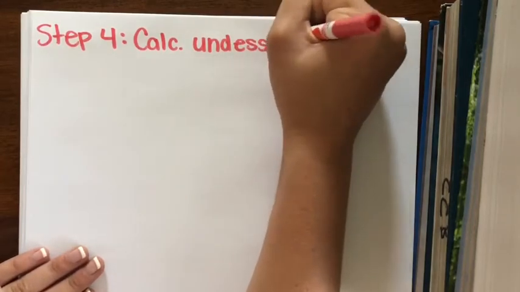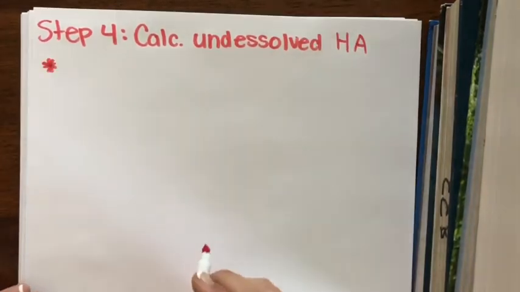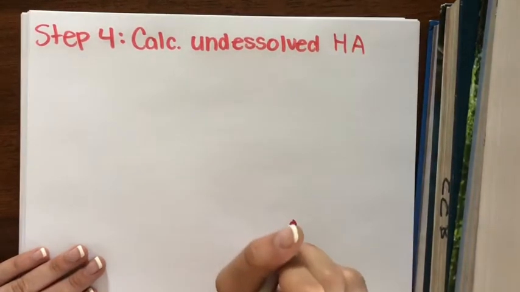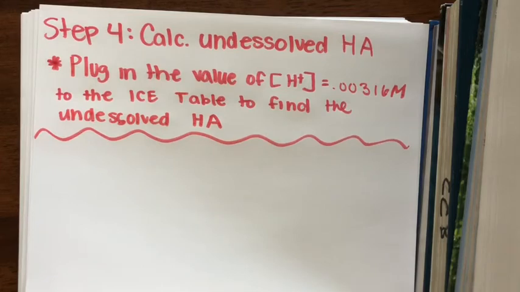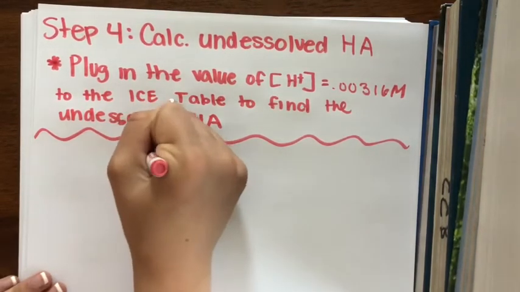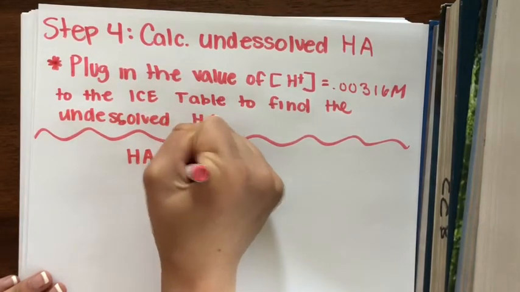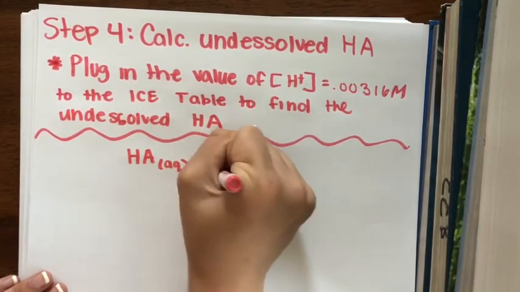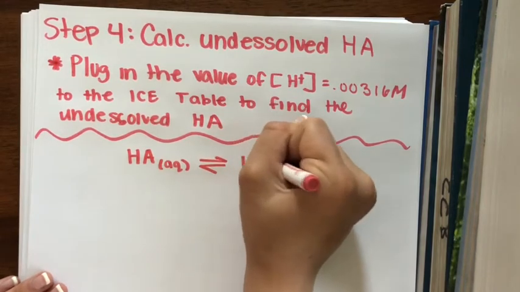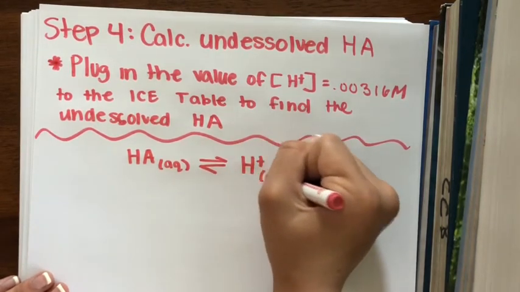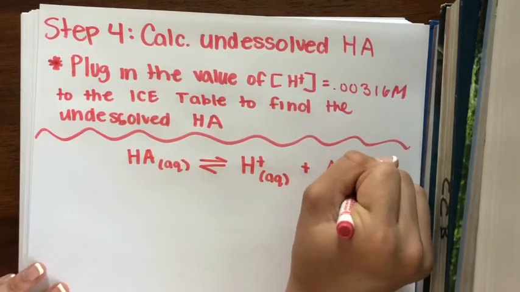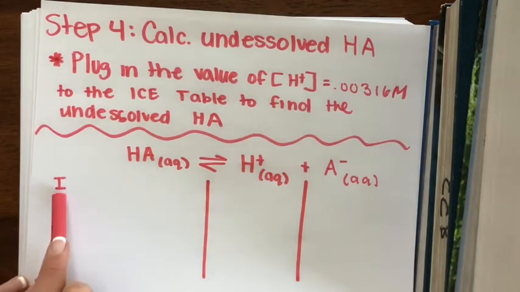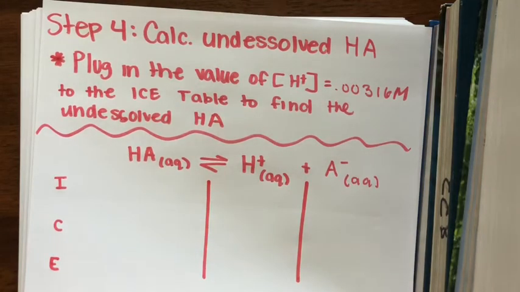Step 4 is to calculate the undissolved HA. For step 4, you're going to want to plug in the value of the H plus into the ICE table. I stands for initial, C for change, and E for equilibrium, to find the undissolved HA. Write out the equilibrium equation to put at the top of your ICE table. In this case, HA is going to be on the reactant side, and on the product side will be H plus and A minus. Now that our ICE table is set up, we're going to want to fill in the first row first, which is the initial.